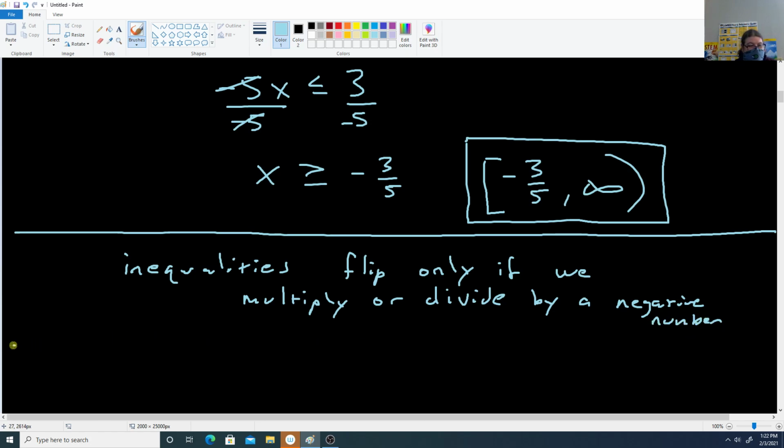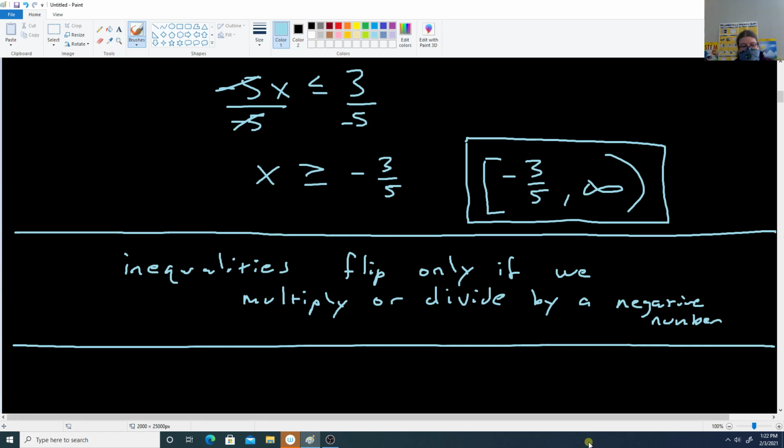So if you add or subtract, the inequality direction stays the same. If you multiply or divide by positive numbers, the inequality direction stays the same. Only when you multiply or divide by a negative does the inequality direction flip.